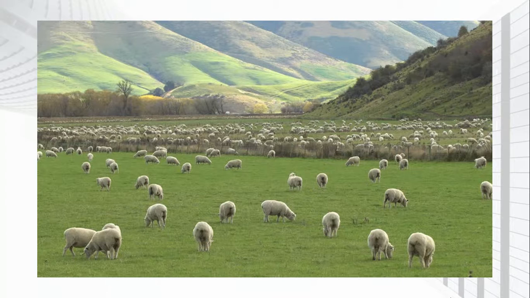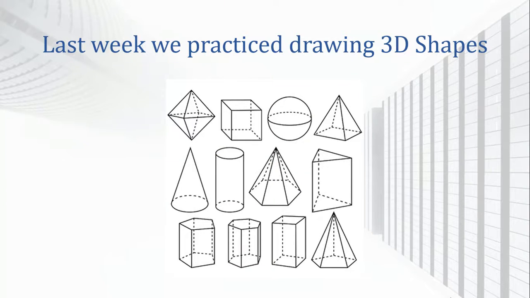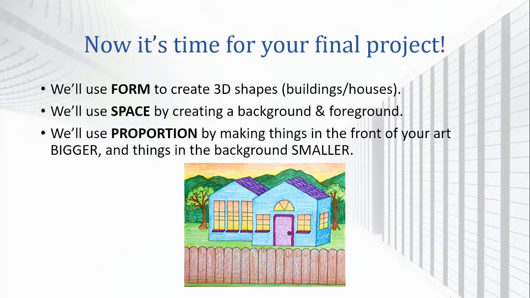This is an example of both space and proportion. We have a background, a foreground, and a middle ground, and the sheep in front are proportionally larger than the sheep that are further away because they're closer to us. We also practiced drawing 3D shapes last week in preparation for this week's project.